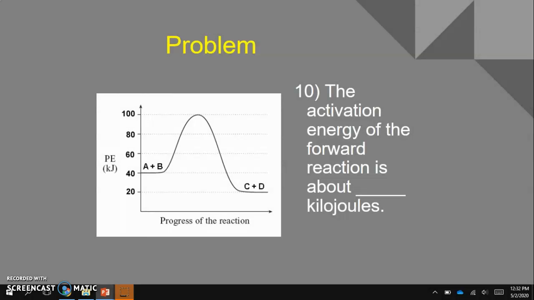Now it's asking for the activation energy for this particular example. Remember, our activation energy is the difference in the energy of our reactants and our activated complex. So if we remember, our activated complex energy was 100 kilojoules and our reactants was 40. So we're going to do 100 minus 40, which is going to give us 60 kilojoules, meaning it'll take 60 kilojoules of energy to get this reaction going.